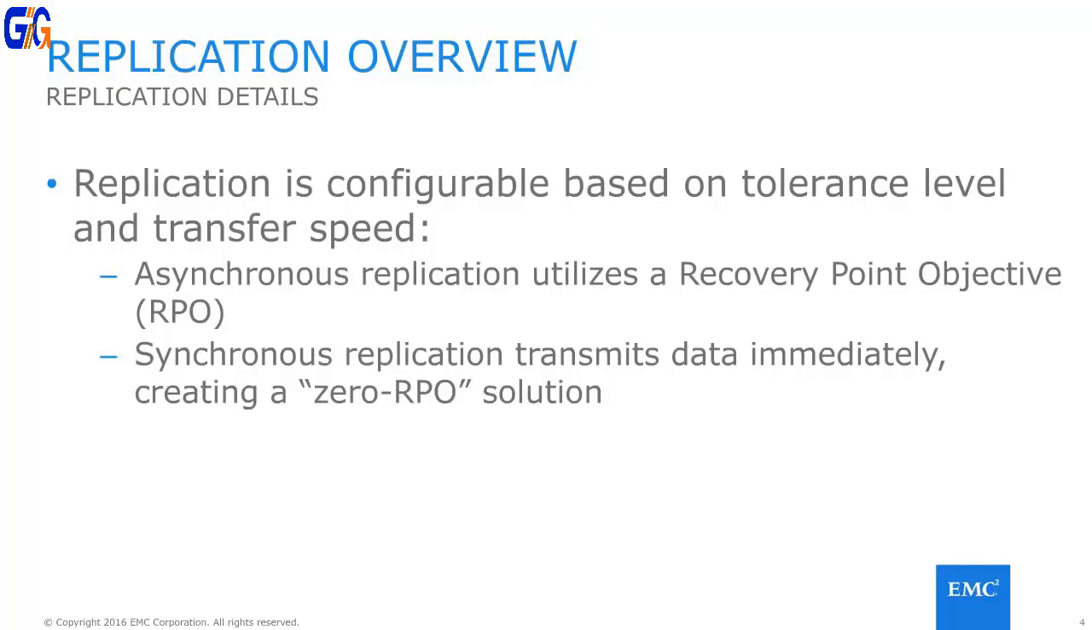Replication can be configured differently based on tolerance level and transfer speed. Asynchronous replication sets an interval on the order of minutes to hours, known as a recovery point objective or RPO, tracks the change data over that RPO interval, and transfers only the modified data to the destination site. Synchronous replication transmits host data over a fiber connection to a remote destination site before acknowledging the write to the host. Incoming data is being replicated immediately to the destination, effectively creating a zero RPO solution.